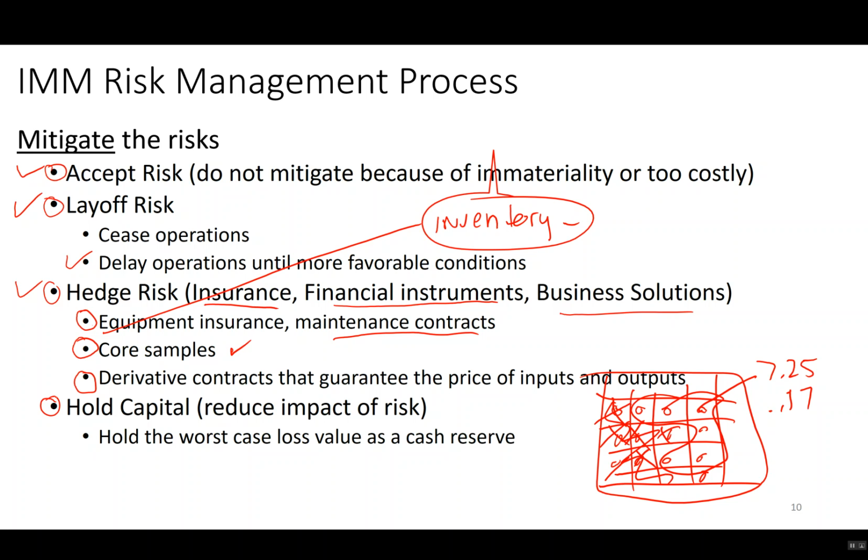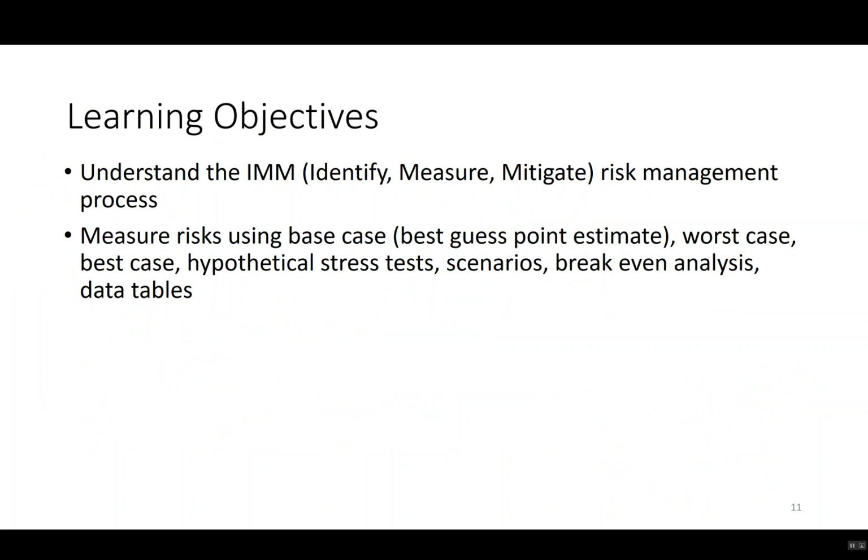And then lastly, any risks that are left over, you could just hold capital. What that means is if you think there's a reasonable chance we're going to lose $50,000, what you can do is make sure you have that $50,000 sitting in a bank account. Very safe instruments. So if the bad thing happens, you have cash and you continue operations. So this is the risk management process, IMM. In this topic, we wanted to understand the risk management process: identify, measure, and mitigate. And we measured risk using base case, a best guess point estimate, worst case, best case, hypothetical stress tests, scenarios, and break-even analysis and data tables.